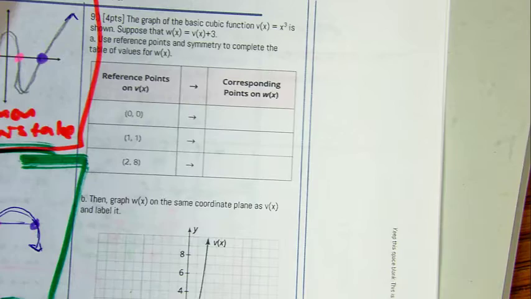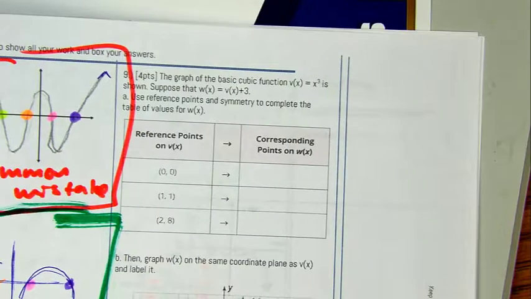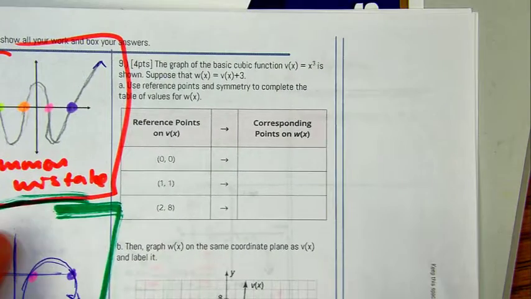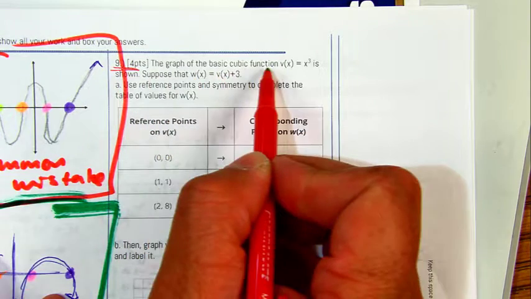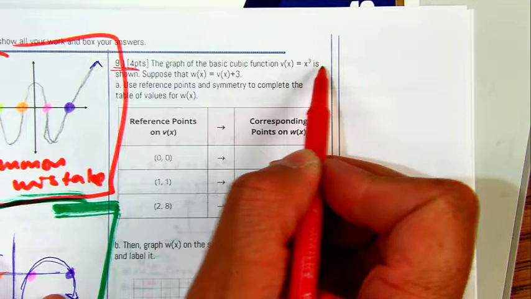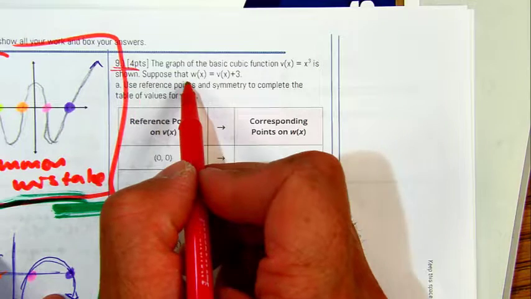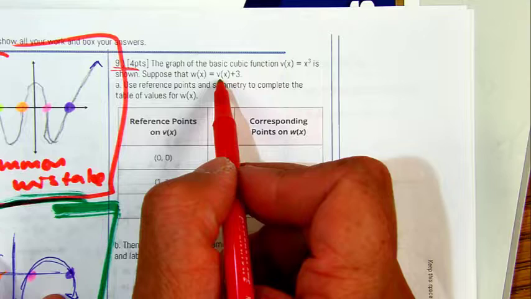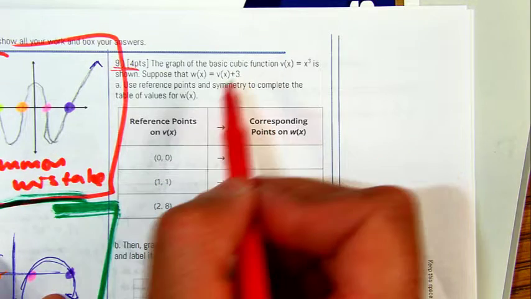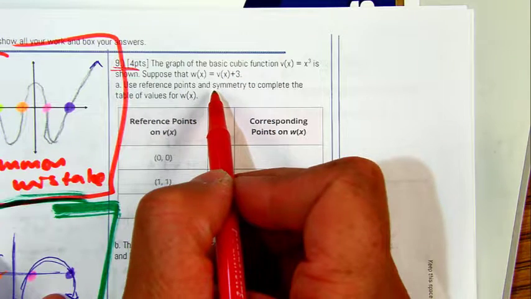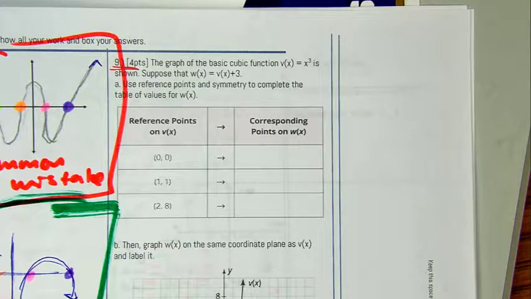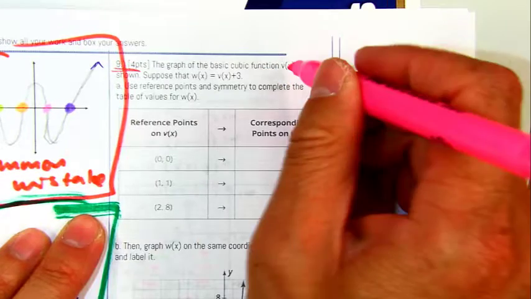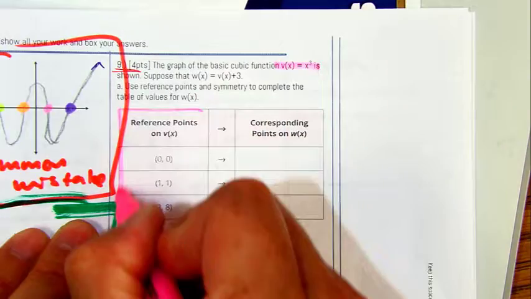Question number 9. And the entire question number 9 is all 4 points. The graph of the basic cubic function y equals x cubed is shown. Suppose that w of x equals v of x plus 3. Use reference points and symmetry to complete the table of values. So let's make sure we understand this v of x is just the cubic function right here.